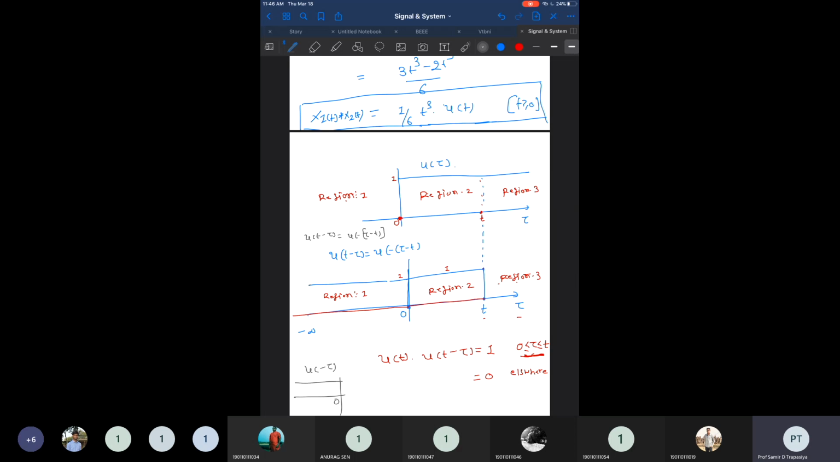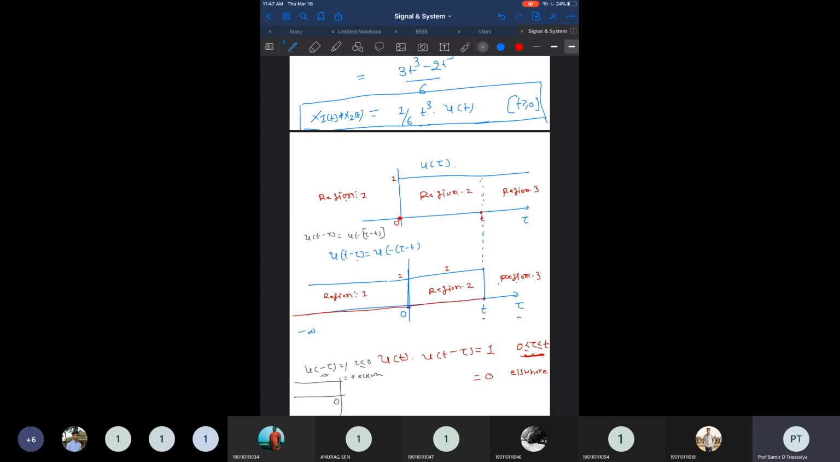It's the opposite of u of tau. It is 1 for all the values where tau is less than or equal to 0, and 0 elsewhere. U of tau is 1 for all values of tau greater than or equal to 0, and u of minus tau is 1 for all values of tau less than or equal to 0. So it is totally opposite. But we have to find u of t minus tau. So u of t minus tau is u of minus tau delayed by some amount, sorry, by some amount t.